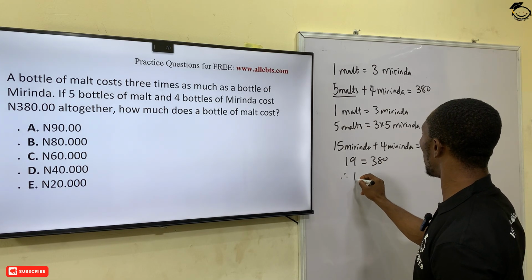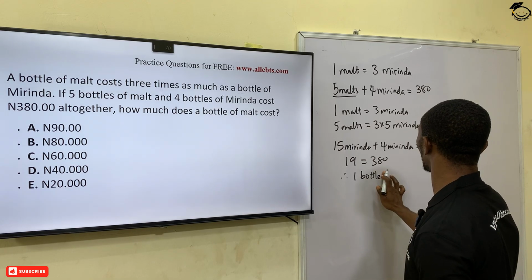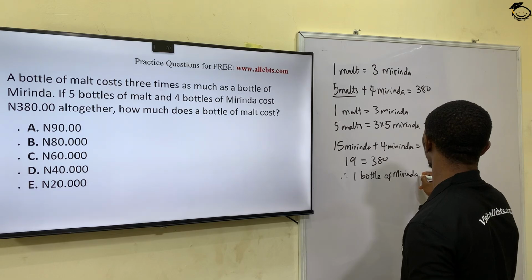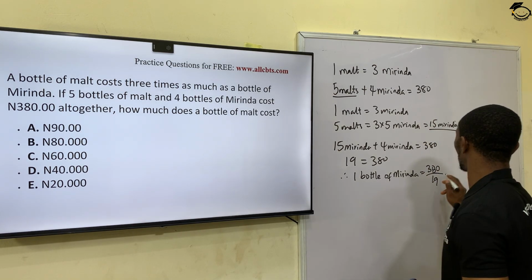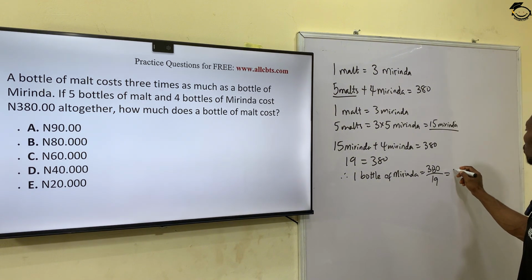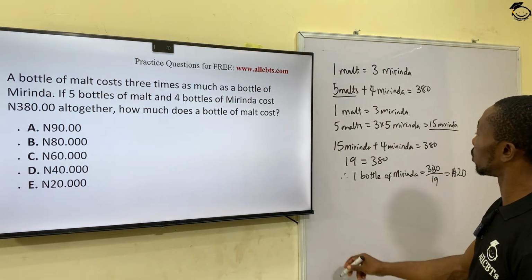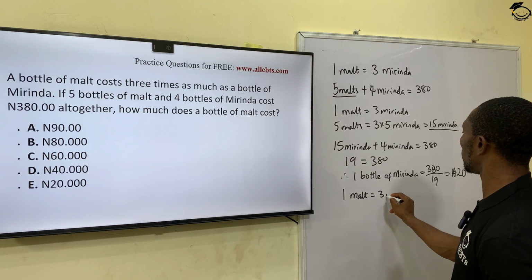So therefore, 1 bottle of Mirinda would be 380 over 19. Now this will give us 20. So if 1 bottle of Mirinda is 20, back to our question, 1 malt equals 3 Mirindas.